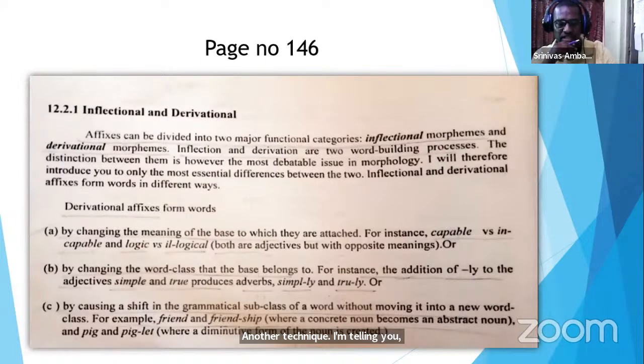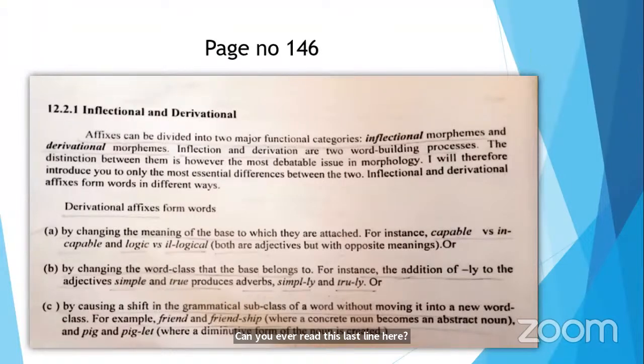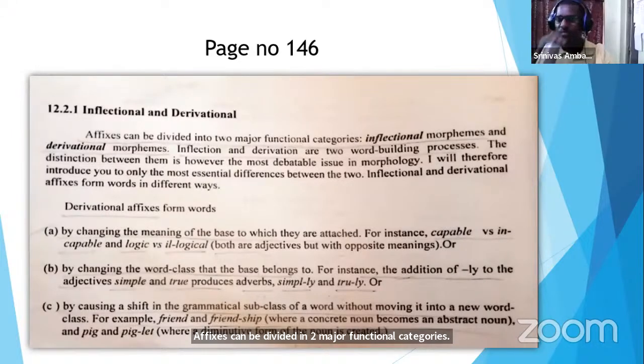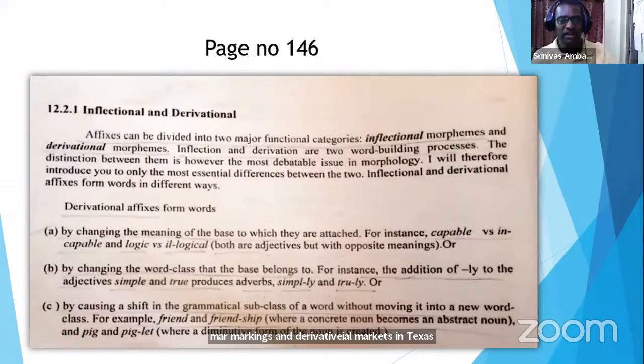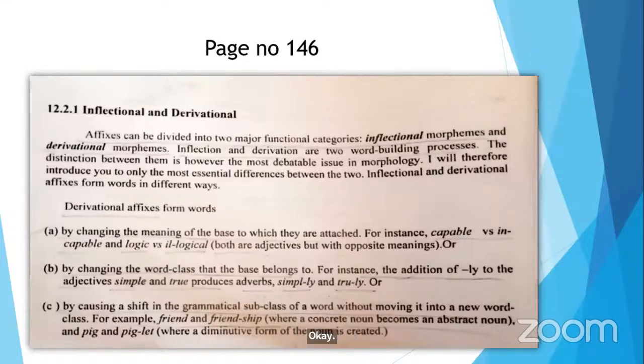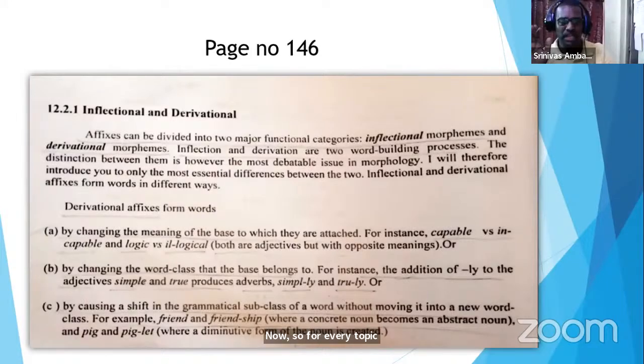Can anyone read this first line here? Affixes can be divided into two major functional categories: inflectional morphemes and derivational morphemes. Inflection and derivation. Enough. Only one line I told you. For every topic also, the first one or two lines will tell you.